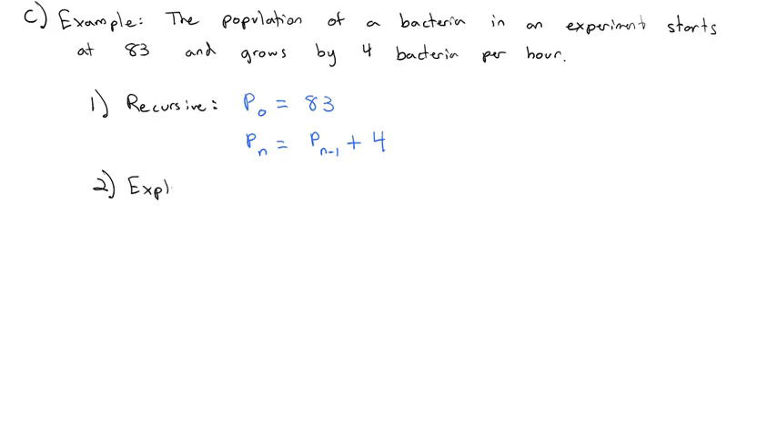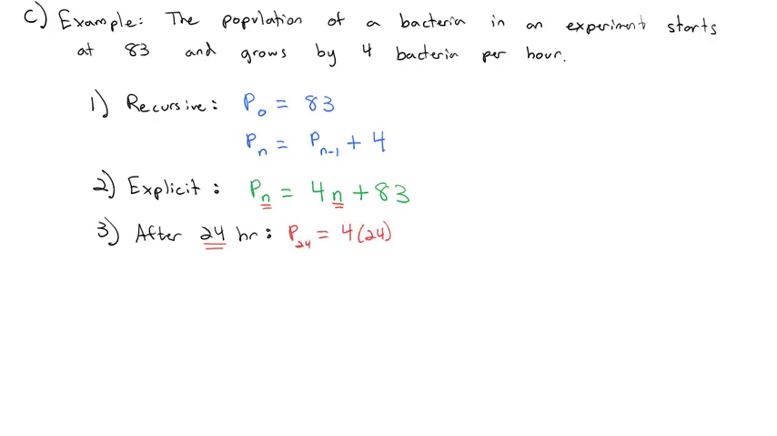We can also find the explicit formula. The explicit formula says p sub n is equal to, and it's a lot like y equals mx plus b. m is the amount of change, which is 4 per hour, times the number of terms, plus the starting value of 83. And that explicit formula is probably easier to work with, because I can find out after 24 hours how many bacteria there are by just plugging 24 into that n. The population at 24 hours is equal to 4 times 24 plus 83. And I can do that on my calculator really fast to get 179. So after 24 hours, there's 179 bacteria.